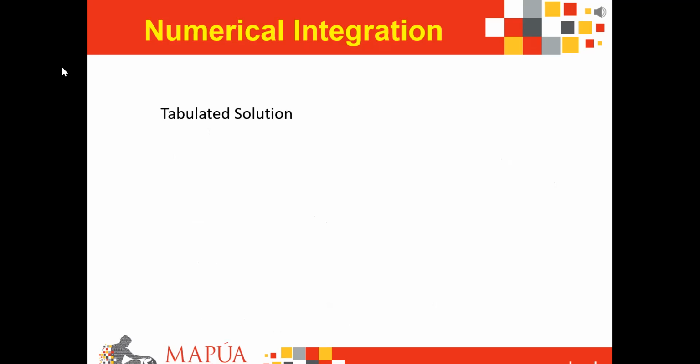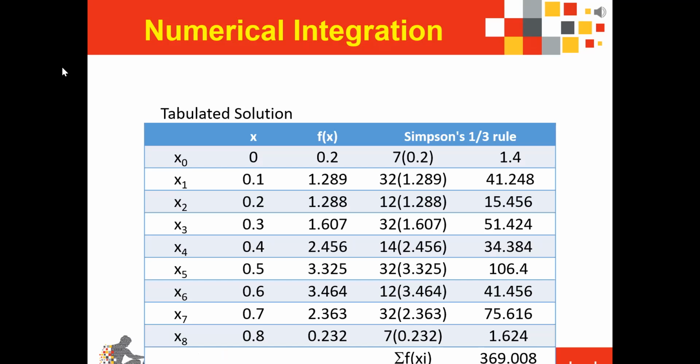Likewise, like your trapezoidal rule, your one-third rule, your 3/8 rule, and this time for your Boole's rule, you could also tabulate a summary of your respective solution like this and solve for your integral estimate.